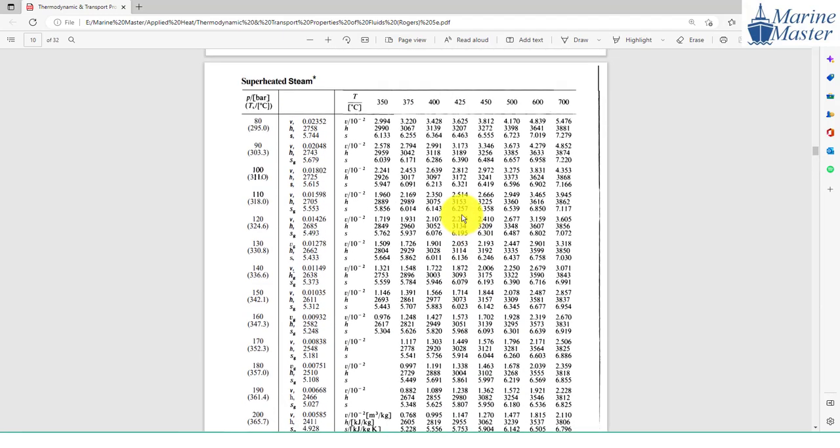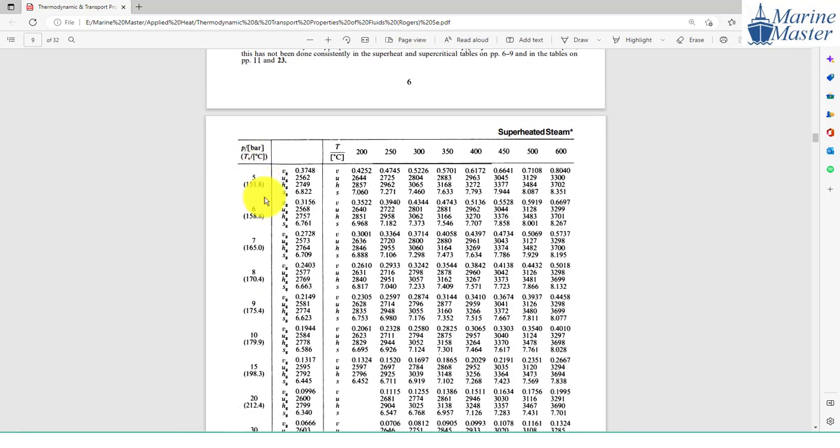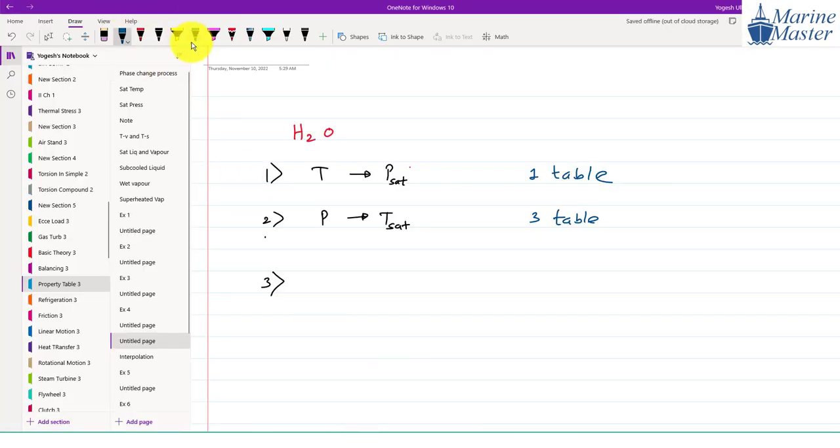For superheated steam, how many tables do we have? A total of 3 tables. The first starts with 0 bar, the second starts with 5 bar, and the third starts with 80 bar. So in total, how many tables are related with superheated steam?